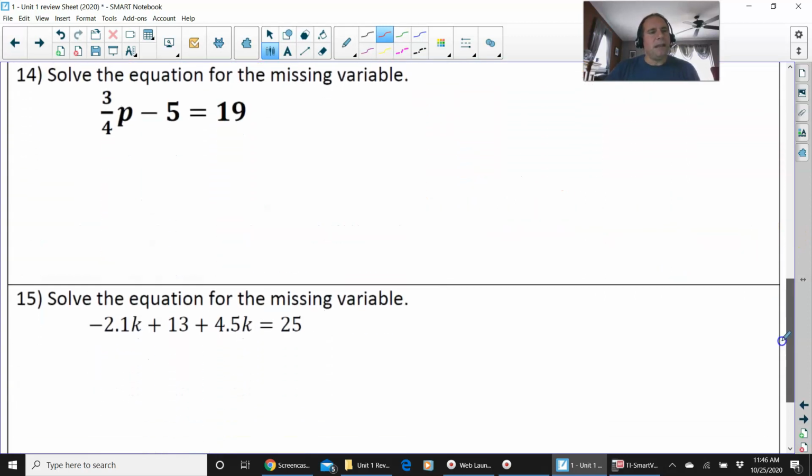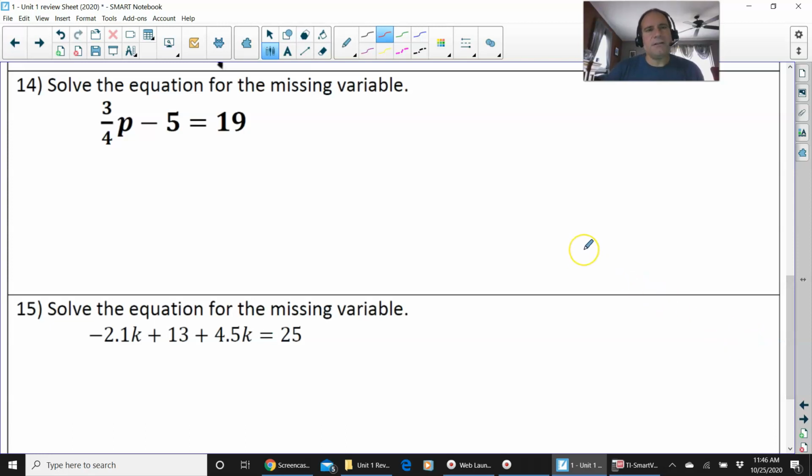All right, go ahead and we'll take 2 at once here. Solve number 14, and then also solve number 15, and then we'll come back and review. Press pause and try the problems now.